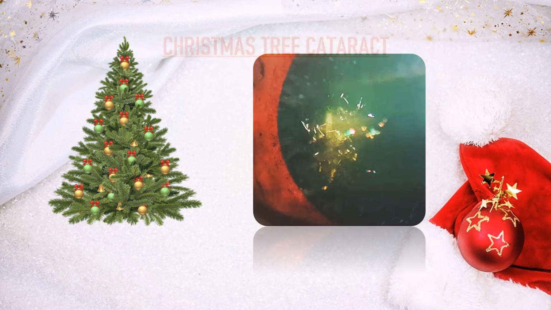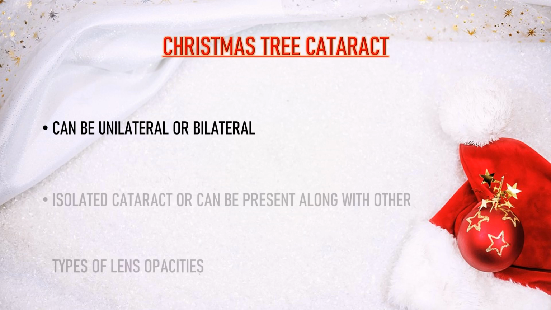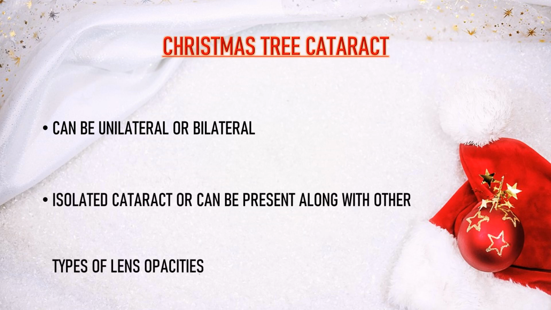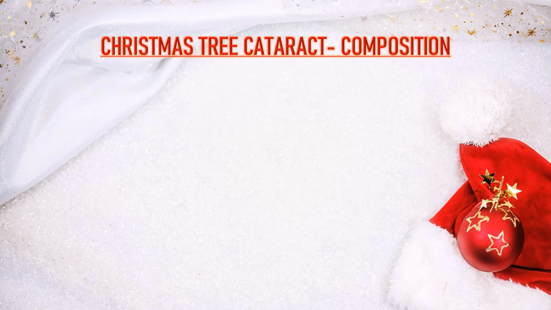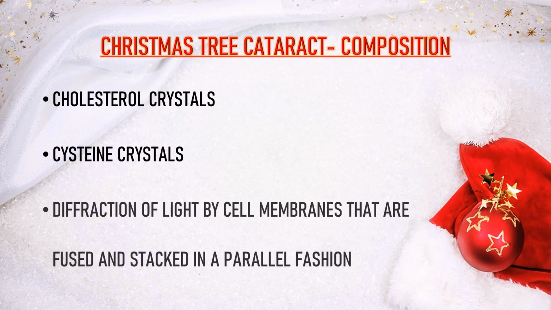Christmas tree cataract can be unilateral or bilateral. It can be present as an isolated cataract in the eye, or it can be present along with other types of lenticular opacities. There are various theories regarding the composition of these crystalline opacities. Some say that they are made up of cholesterol crystals. Some say that these are cystine crystals. Some also say that this appearance is due to the diffraction of light by cell membranes that are fused and stacked in a parallel fashion.